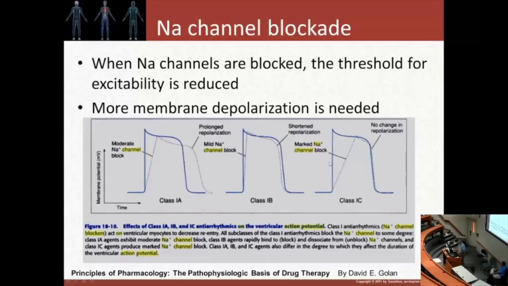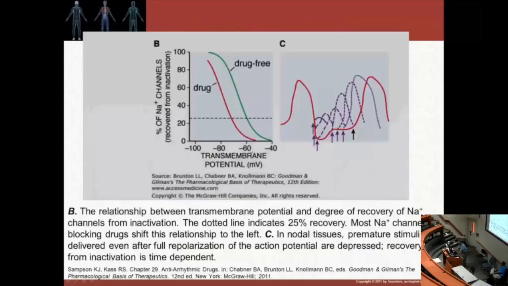So really it comes down to the kinetics and how they relate to their ability to change both the sodium channel itself and their effect on repolarization of the SA node. All right. And so if you look at the degree of transmembrane potential, comparing drug to non-drug, you can see that the transmembrane potential is going to shift.